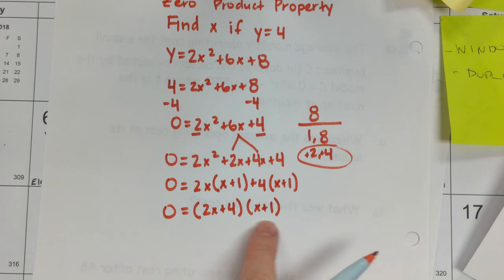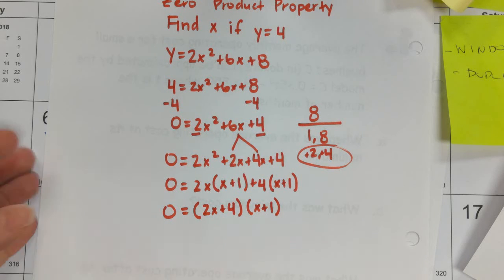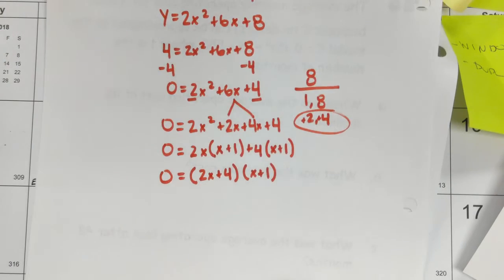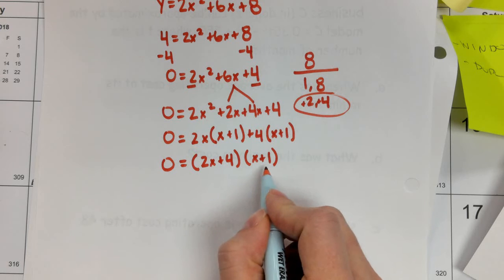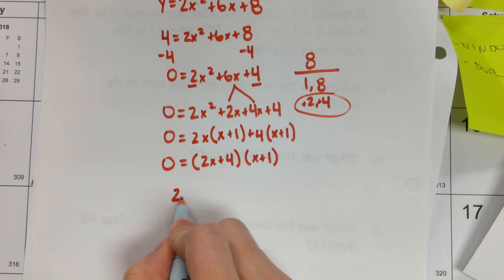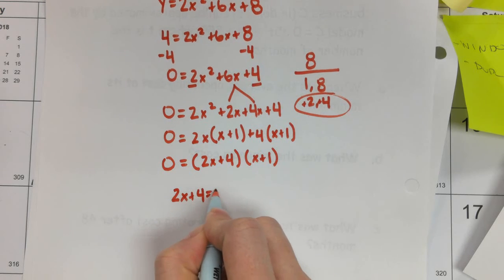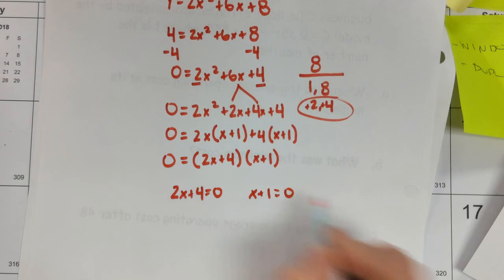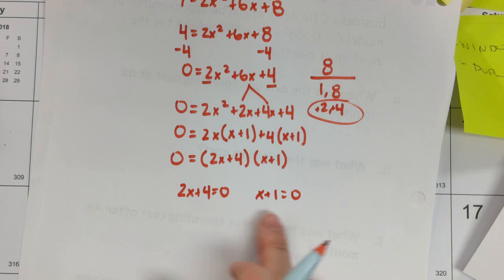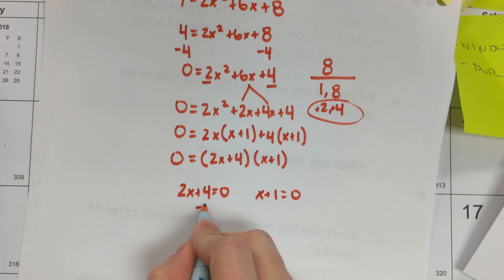And when we were factoring last unit, this is where we stopped. But now we're doing the zero product property, so we have one more step to go. We have to take both sets of parentheses and set them equal to 0. So I'm going to take my 2x plus 4 and say, what if it equals 0? I'm going to take x plus 1 and say, what if it equals 0? Now I have two equations to solve. This is how you're going to get your two answers.